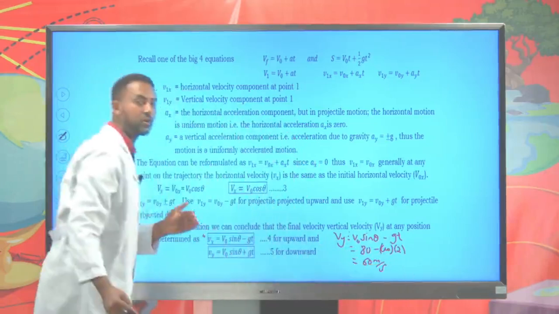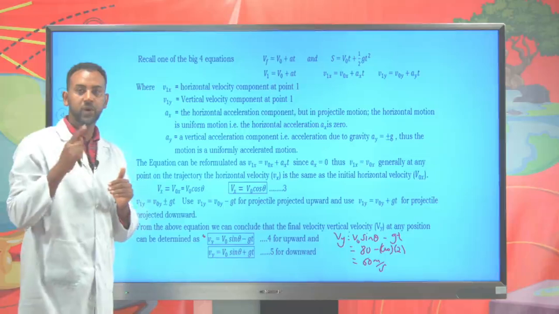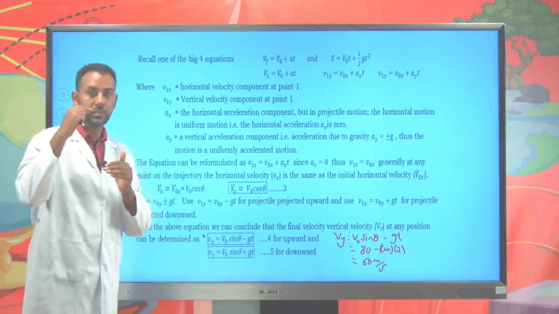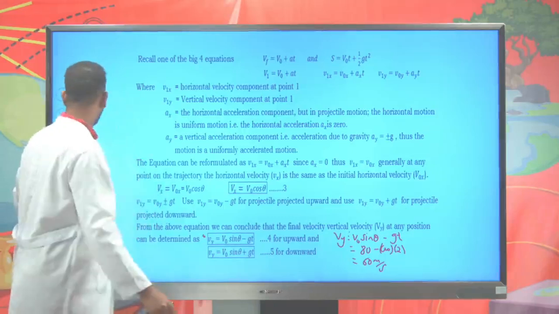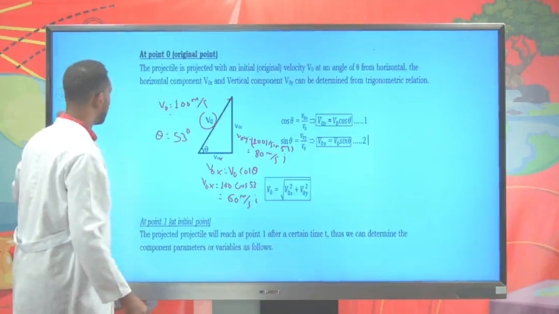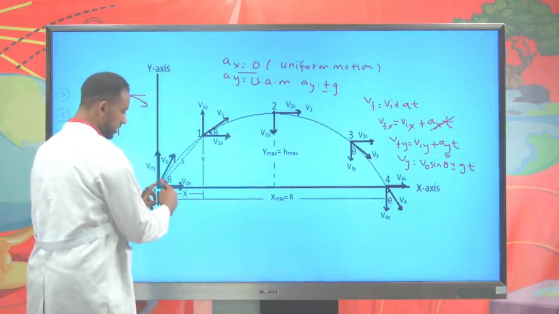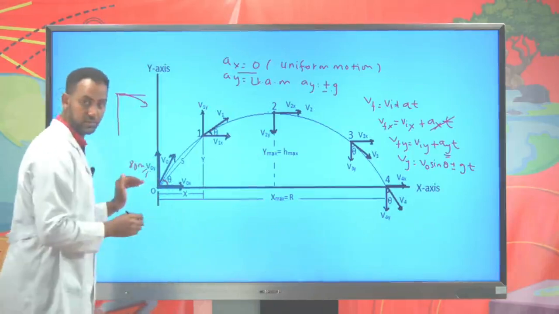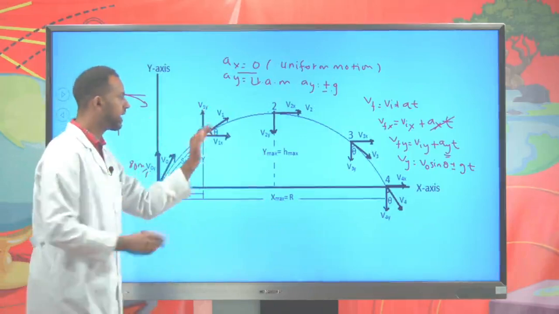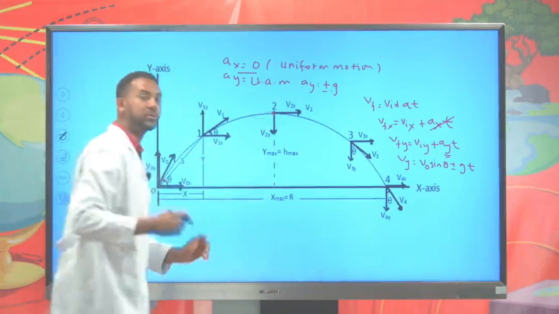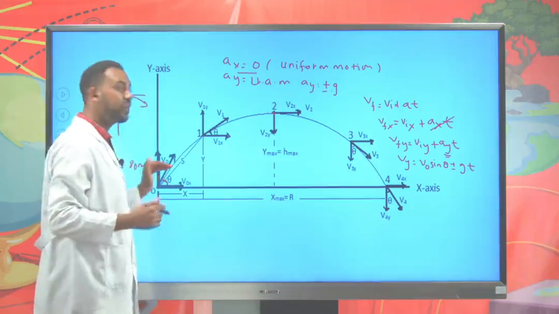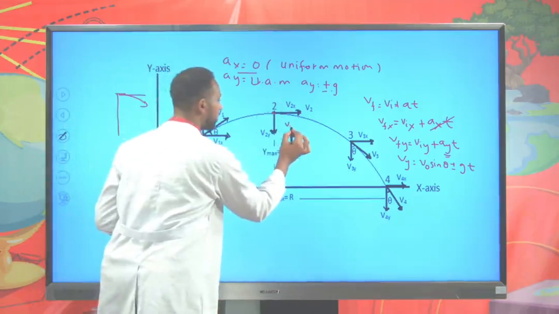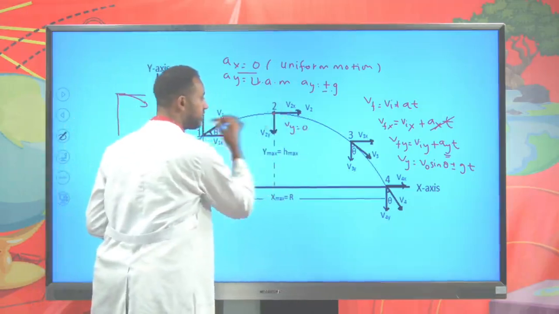Now look, the vertical component gradually decreases. After 1 second, it becomes 70. After 2 seconds, it becomes 60. After 3 seconds, it becomes 50, and so on. So at last, it reaches the maximum height. You have launched it at 80 meters per second in the example that we have given, then 80, 70, and so on. As it reaches the maximum height, the vertical component becomes 0. At this point, the vertical component becomes 0 at maximum elevation.